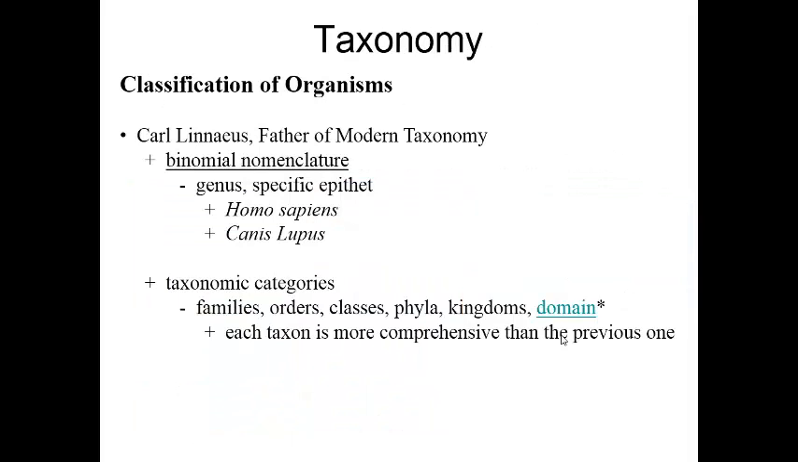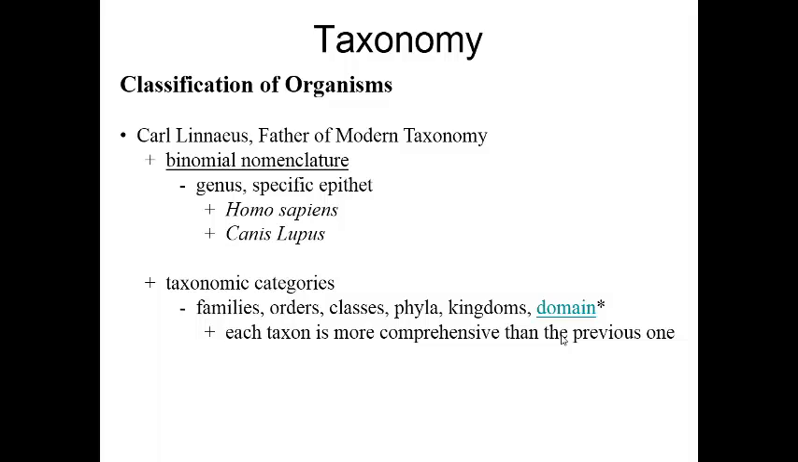In order to create a phylogenetic tree, we need to use the field called taxonomy. Taxonomy is the field of science in which we classify organisms. The scientist who came up with our modern classifying system is named Carolus Linnaeus. Carolus Linnaeus created binomial nomenclature. That's a two-word naming system for different species.